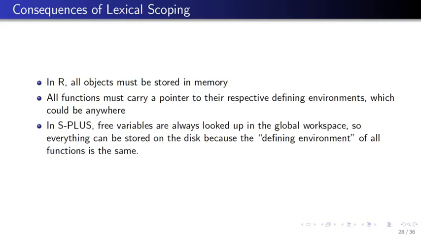Second, every function has to carry a pointer to its defining environment, and that defining environment could literally be anywhere because there could be functions within functions, and if one function returns another function, then there has to be a pointer to that piece of memory where the defining environment is stored. This makes the model a little bit more complex, but all the more useful. In S-PLUS, which was the original implementation of the S language, the free variables were always looked up in the global workspace. So everything could be stored on the disk because the defining environment of all the functions was the same.